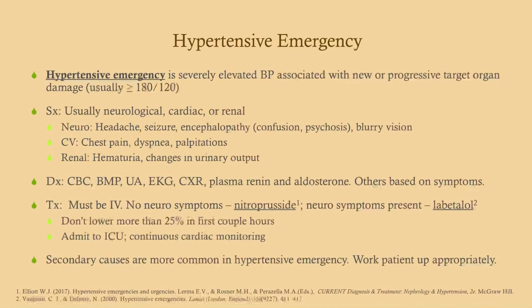All right. So hypertensive emergency is occasionally tested. This is severely elevated blood pressure that's associated with new or progressive target organ damage. Now, don't be focused on the blood pressure itself. Focus on the symptoms, the complications. All right, so these complications are usually neurological, cardiac, or renal. So neurologic symptoms of a hypertensive emergency include headache, seizure, encephalopathy, which can be neuropsychiatric symptoms, or blurry vision. Cardiovascular symptoms include chest pain, dyspnea, and palpitations. And renal symptoms slash complications include hematuria and changes in urinary output.